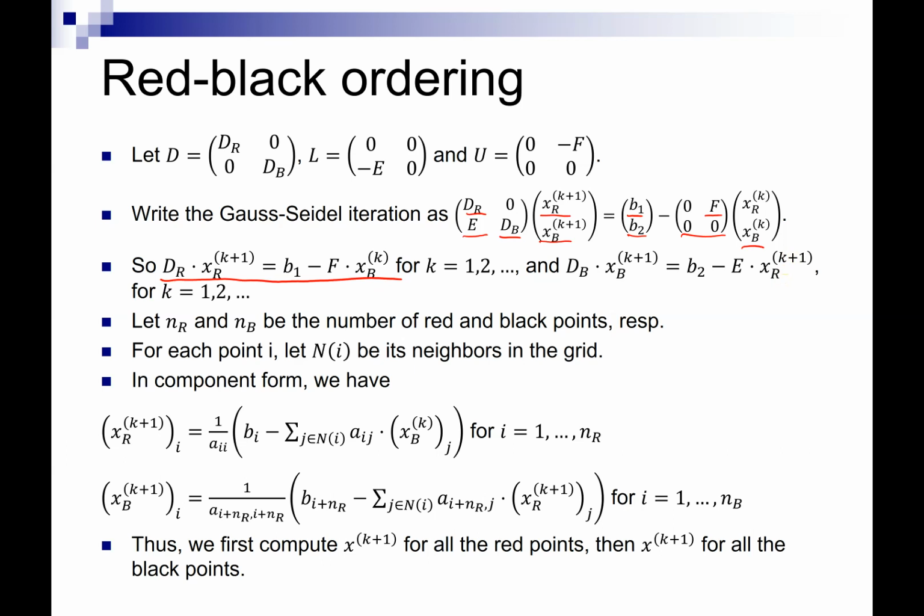And to sort of write this out in components form, you can actually write out these components. So what this is saying, this N of i is just going to be the neighbors of point i in the grid. Okay, so it's the points to the left and the right and above and below. Okay, so then we have this equation for the red points, right? You're going to compute all of those, and then you have this equation for the black points, right? And you compute all of those. And here you need to add n_r, which is going to be the number of red points, right? Because the black points are labeled after the red points. So these are the indices for the black points.